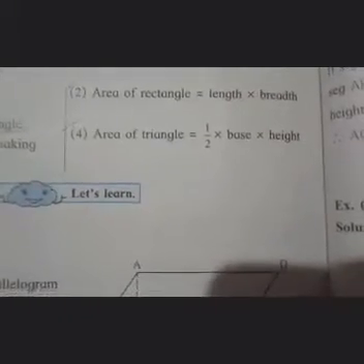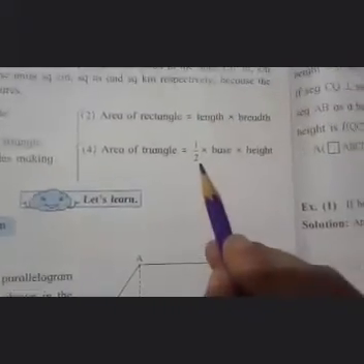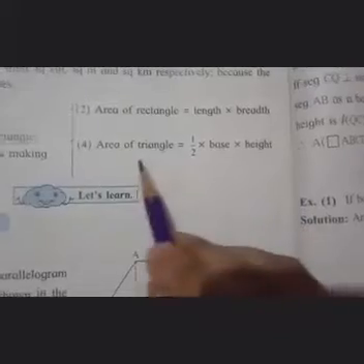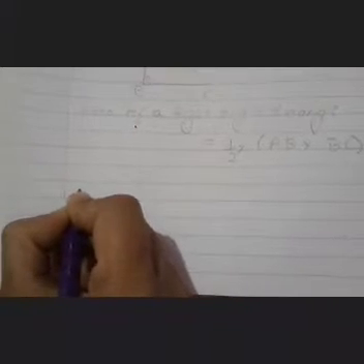Now we will move on to the area of a triangle. What is the area of a triangle? It is half into base into height. Now we will see how a triangle looks like. So now a triangle, that is just a triangle. Okay, so a triangle will look like this. Okay, a triangle looks like this. We will name this as BCE.